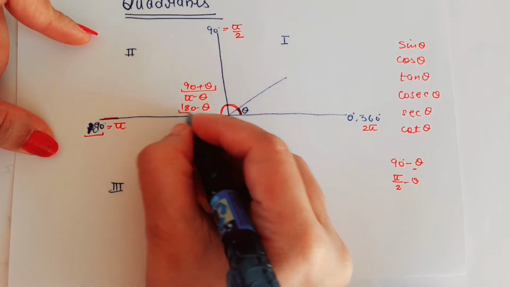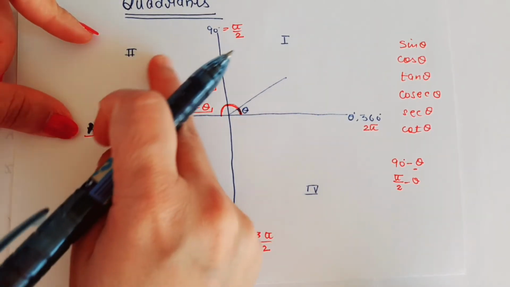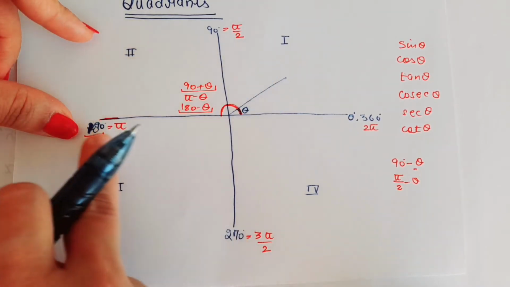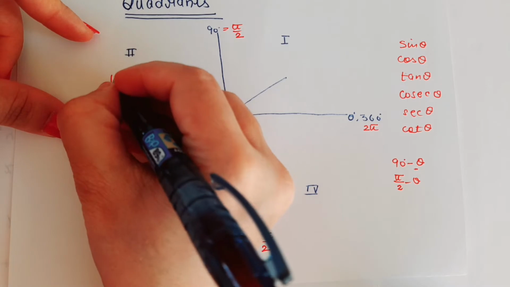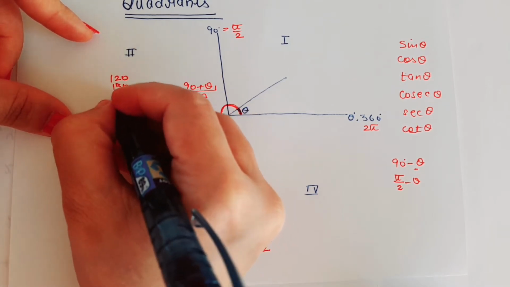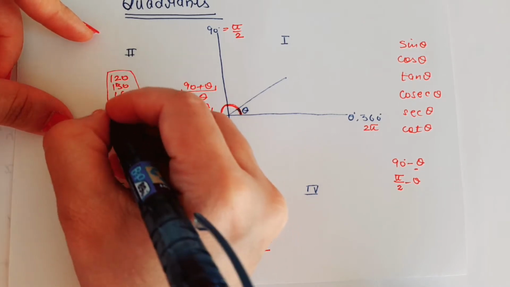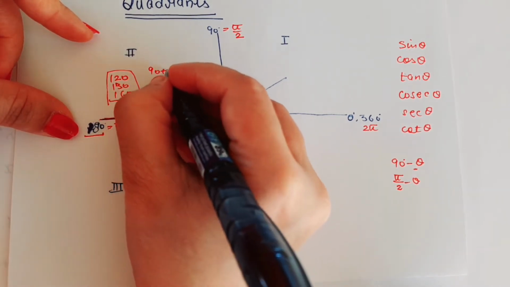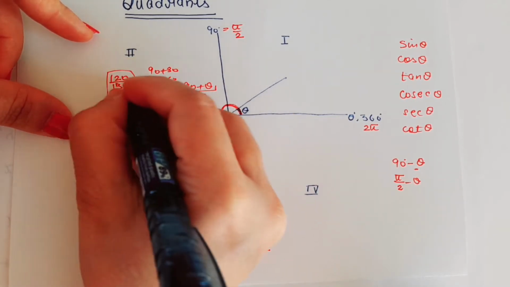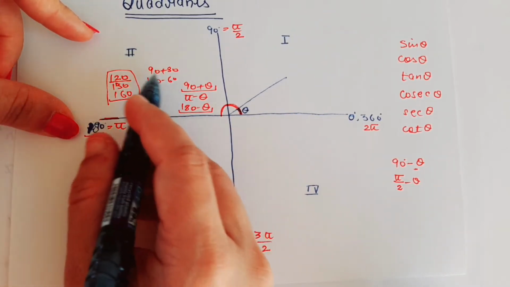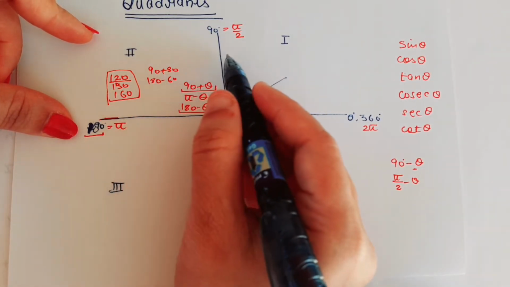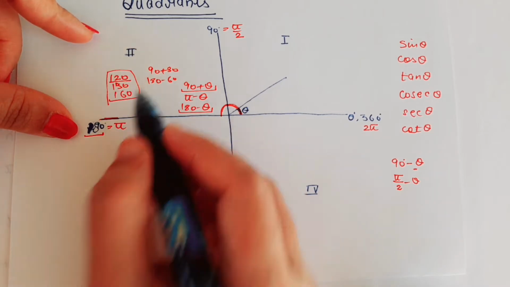90 plus theta is also here, and 180 minus theta is here. So in this quadrant between 90 and 180, the angles are like 120, 150, 160. These angles you can say are either 90 plus 30, or 180 minus 60 if we are talking about 120. So this is the first quadrant, and the second quadrant is 90 plus theta or 180 minus theta.